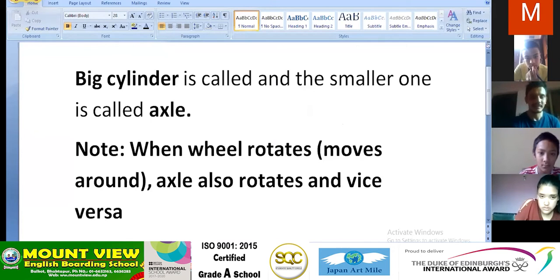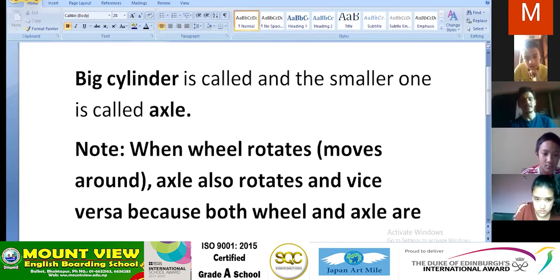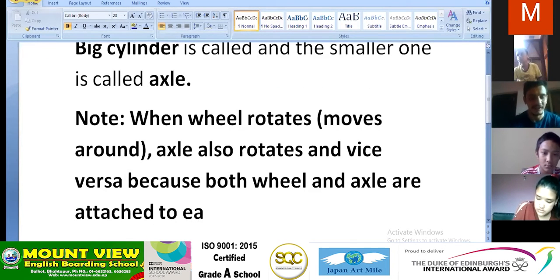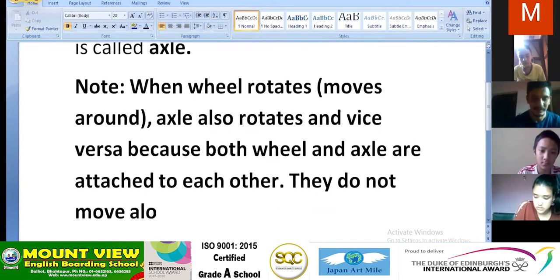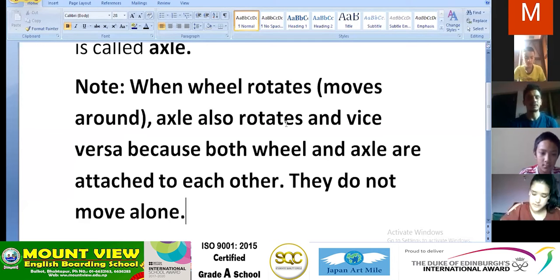Because both the wheel and axle are attached to each other. That means they do not move freely or alone. They do not move alone, they move together. Why does it happen? Because the wheel and axle are joined with each other. They are held by the screw, fixed together with the help of a screw. That's why when one component rotates, the other component also rotates. So when the wheel rotates, the axle also rotates and vice versa. This is the meaning of vice versa.